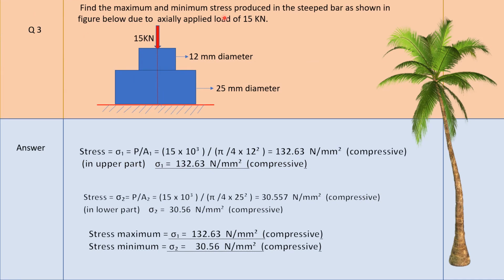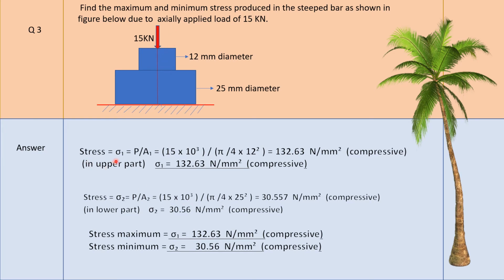Find the maximum and minimum stress produced in the stepped bar as shown in the figure below due to an applied load of 15 kilonewton. Now this is the stepped bar. The bottom diameter is 25, the top part diameter is 12 mm, and this is the 15 kilonewton. The force is acting towards the body, so it is a pushing force or a compressive force.